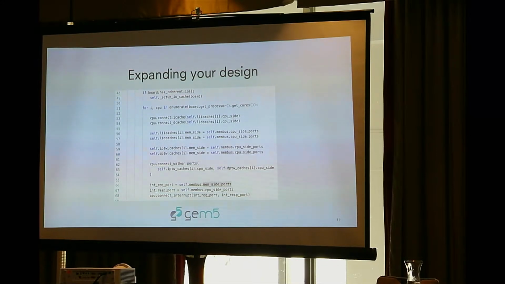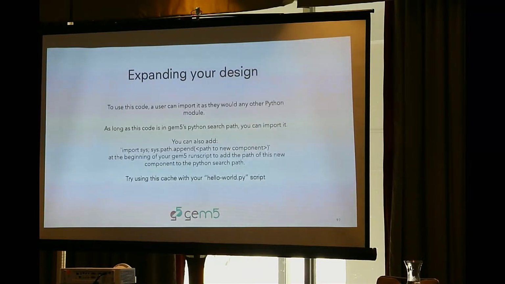But the punchline is, once you implement all these functions, and there's already cache hierarchies inside the gem5 standard library you can look at for inspiration, once you've done that, you can just import it like you'd import any other Python module. And as long as the code's in gem5's Python search path, you can import it. And I'll give a little hint here that if you ever want to extend gem5's path, you can just do import sys and sys.path.append and add that as well.